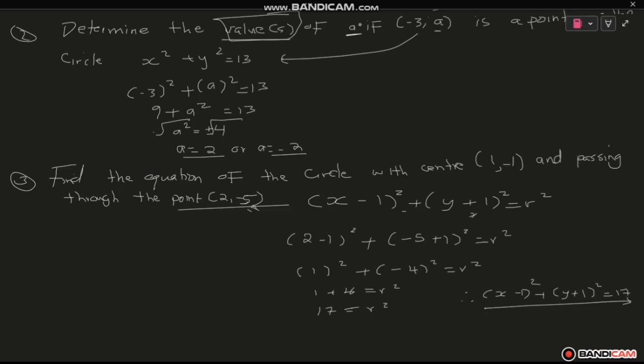So that's what we are having as the equation of the circle with that given center and passing through that point. So you just have to take the point and substitute it on that equation of a circle with center and find r squared.